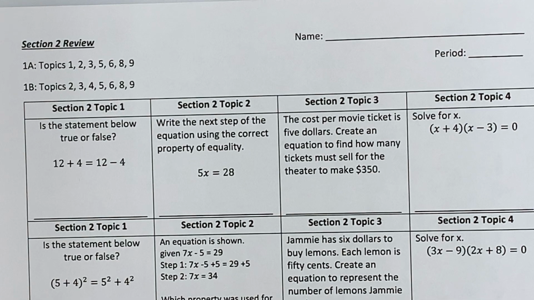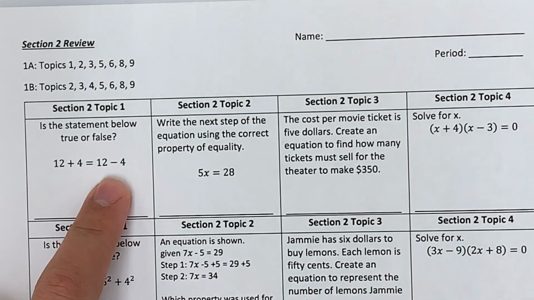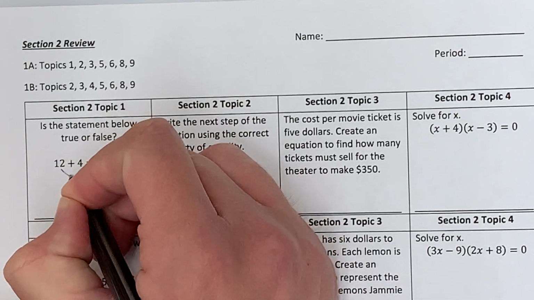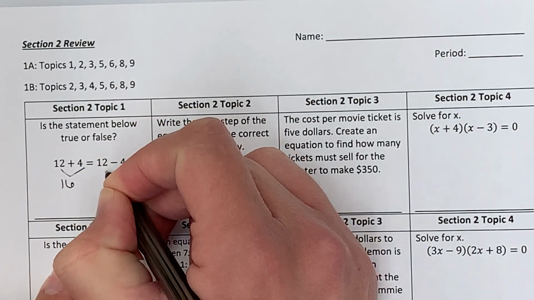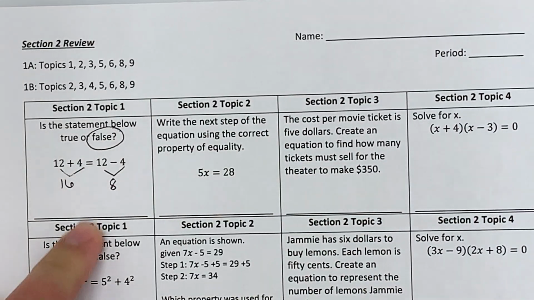We're just identifying is that true or false, right? Is 12 plus 4 the same thing as 12 minus 4? Well, 12 plus 4 would be 16. 12 minus 4 would be 8, right? Is that true? No, so that one's definitely false.